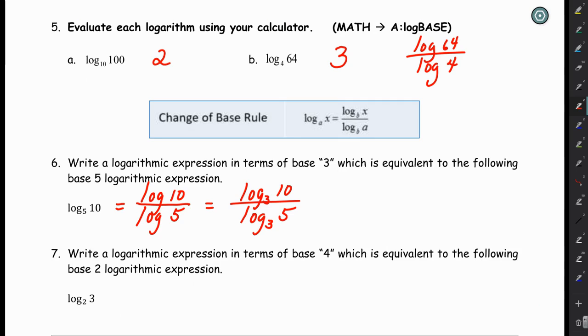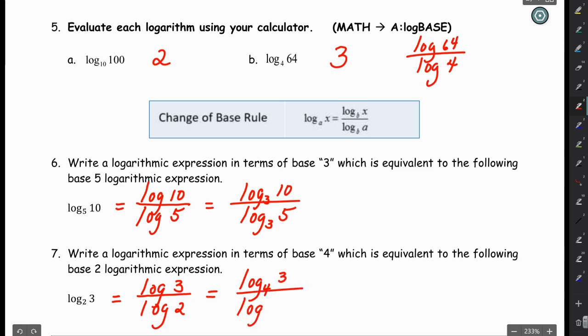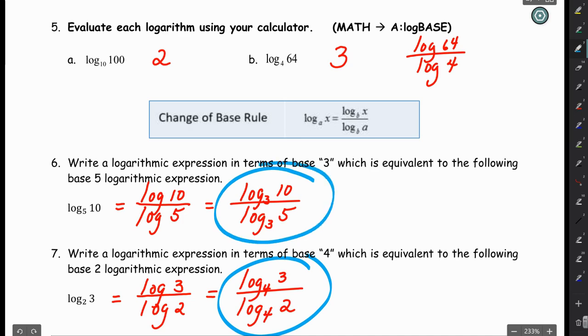So for number 7, write the log in terms of base 4 equivalent to the base 2 expression. So we know that this is equal to log of 3 over log of 2. And now we're just going to write that in terms of base 4. All right, so the answer is this guy, just like the answer was this guy.